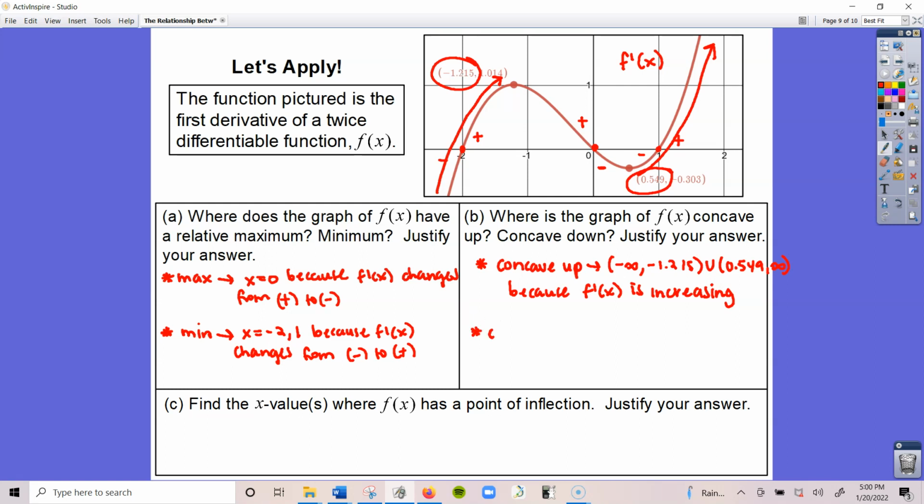Now for concave down, that means that our graph for f prime of x would be decreasing, because if it's decreasing, then f double prime of x is less than 0, which tells me the concavity. So that would be from the x values negative 1.215 to 0.549. And our reasoning would be because f prime of x is decreasing.